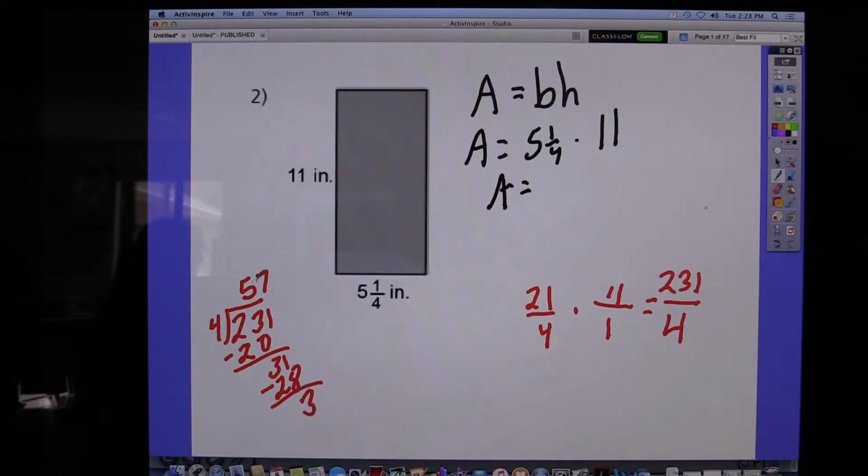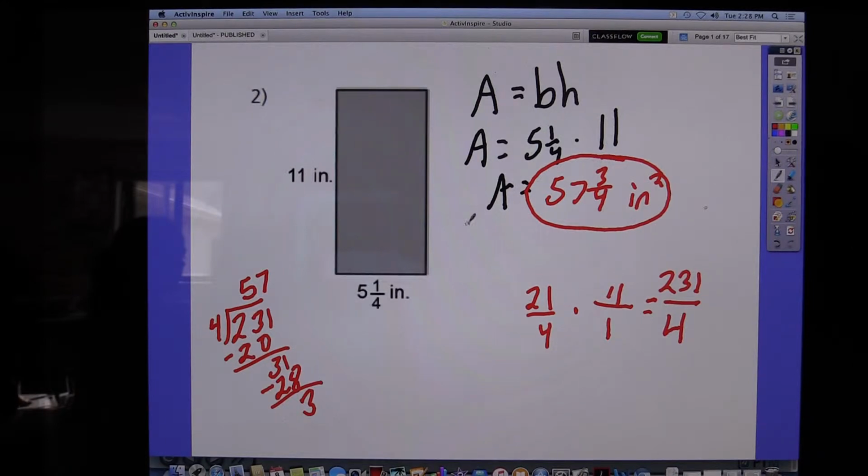This 57 tells me I got 57 groups of 4. So I have 57 whole groups of 4, and I have 3/4 left over. And my unit measure is inches squared. So my final answer on this one would be 57 3/4 inches squared is the area of this rectangle.